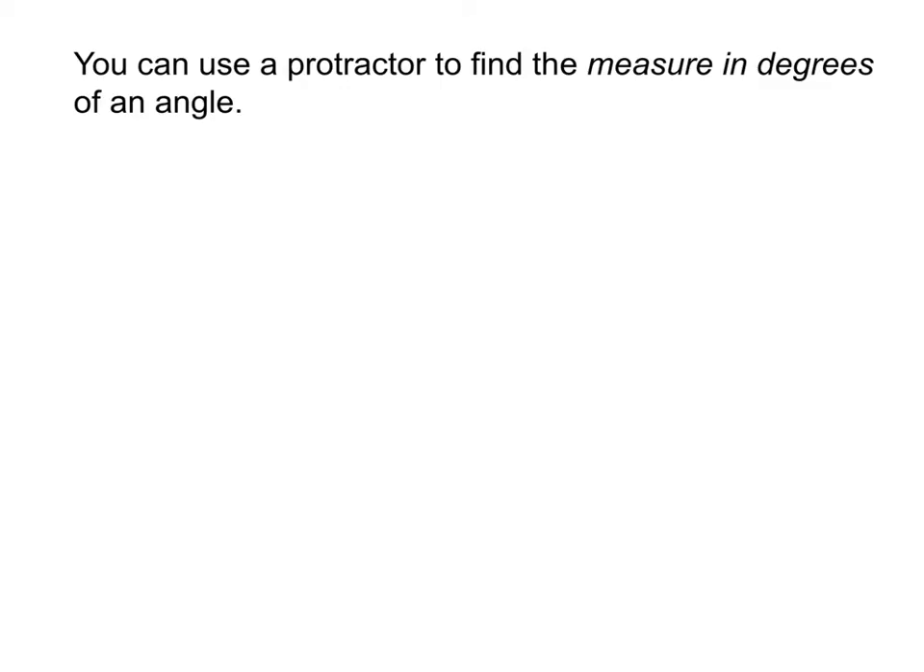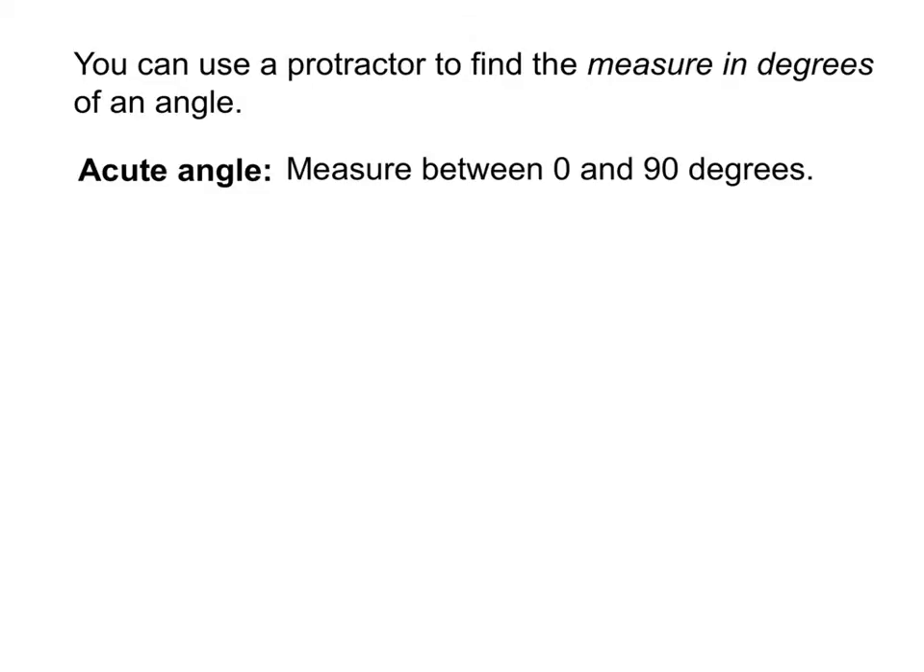Now, if you want to measure an angle, you can use a protractor to find the measure in degrees of an angle. And you can look in the book, and I will also discuss a little bit in class as to how you go about using a protractor. Now, angles are classified according to their measures. First, there is an acute angle. This is an angle that measures between 0 and 90 degrees.